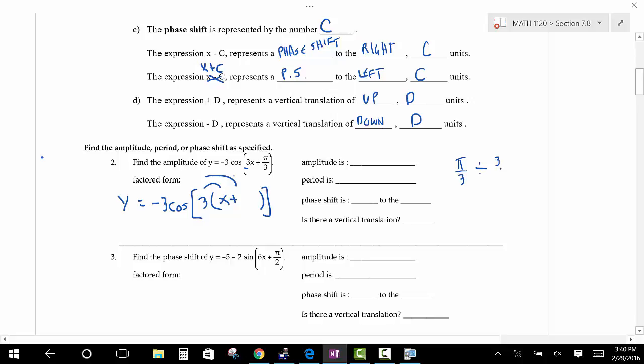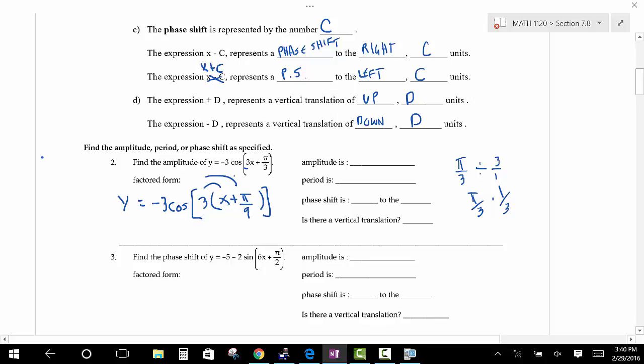So how do you divide a number by 3 anyway? You multiply it by a third, right? Okay, dividing by 3 is multiplying by a third. So what goes there is pi over 9. 3 times 3 is 9, okay, right? Okay. So it goes like that.